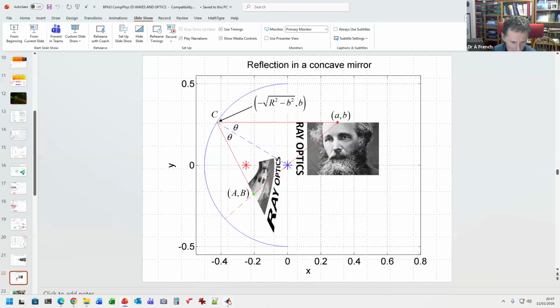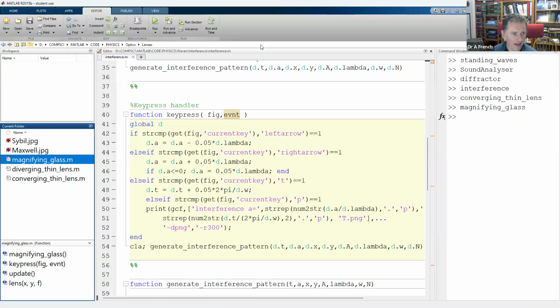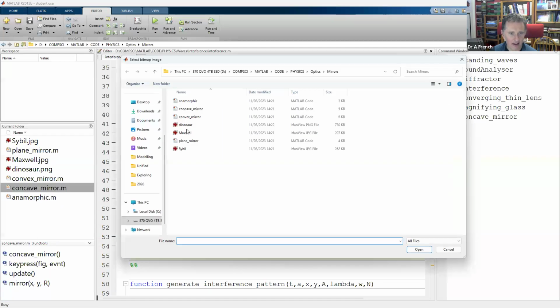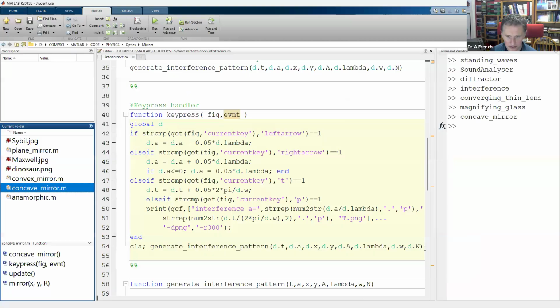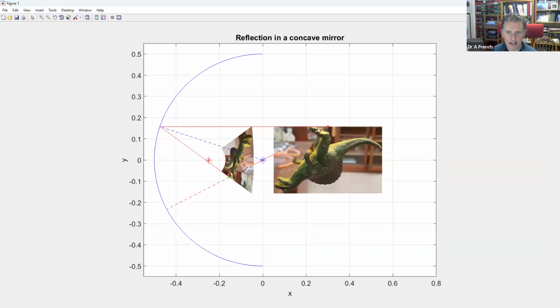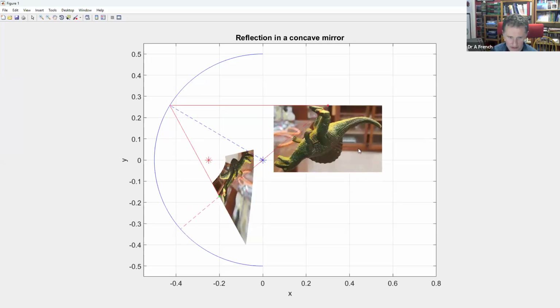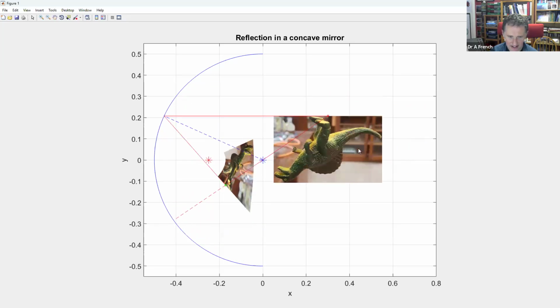So I've got a little simulation of that, which we can run. So if I go up to mirrors, and we'll go to a concave mirror. Let's go for the dinosaur this time. Here you go. Here is a picture of the dinosaur. And there we go. I can't really make my dinosaur much bigger, but if I go towards it, you can kind of see it's getting bigger. There we go. Look at that. Anyway, it's quite nice.